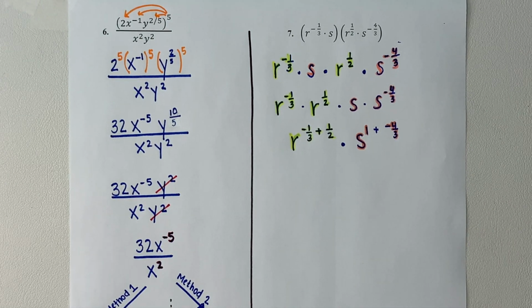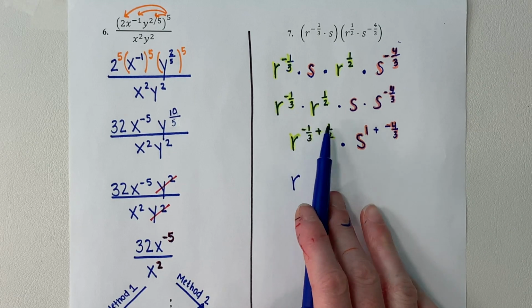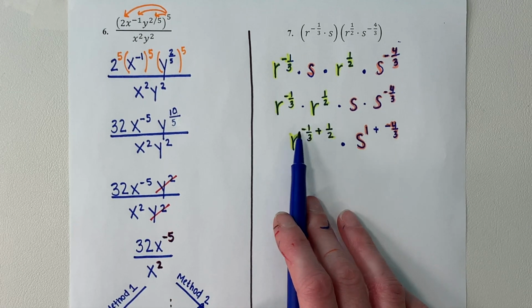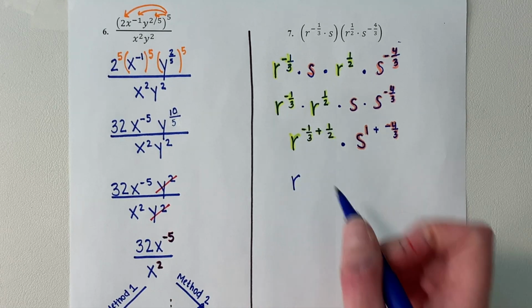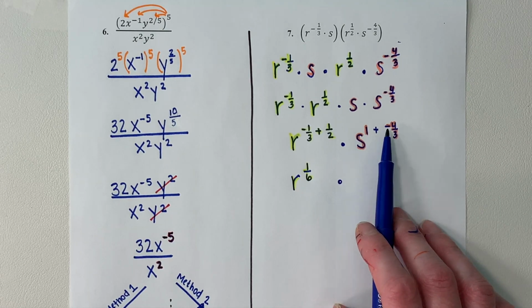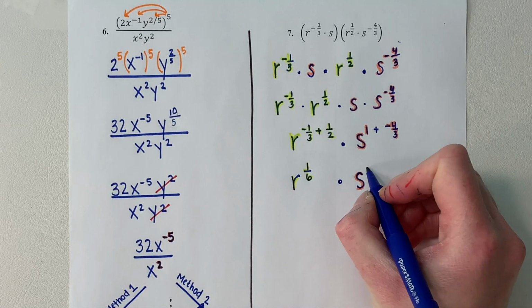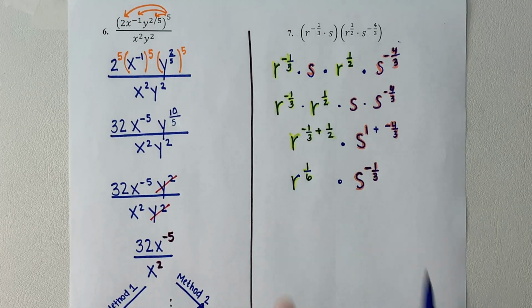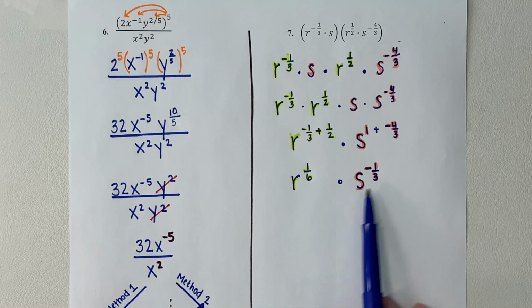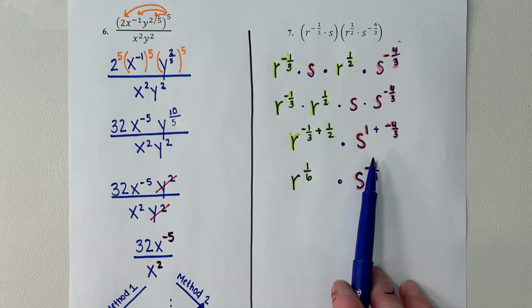Now we want to simplify. We'll keep the base, and you can either add negative 1/3 plus 1/2 by hand by getting a common denominator, or you can use your calculator. Either way, if you take negative 1/3 plus 1/2, we get 1/6. If you take 1 plus negative 4/3, we get negative 1/3. Now, these have different bases, so we can't multiply or combine these any further, but we do have a negative exponent that we need to fix.